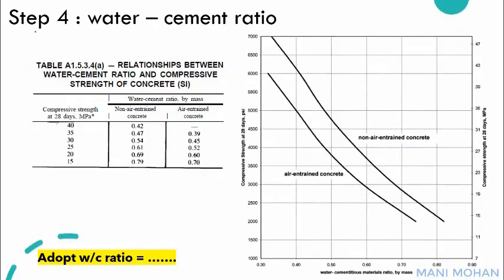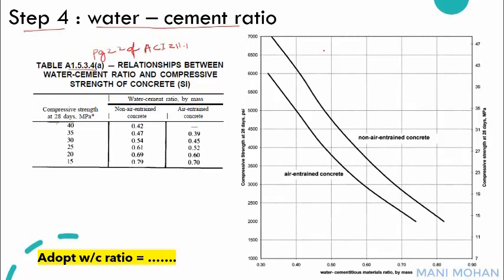Step 4 is to determine the water cement ratio. In general, a lower water cement ratio produces stronger and more durable concrete. If natural pozzolanas are used in the mix, then the ratio becomes a water cementing material ratio, with cementing material being Portland cement plus pozzolanic material. The water cement ratio is selected from table A1.5.3.4a, which is in page number 22 of ACI code 211.